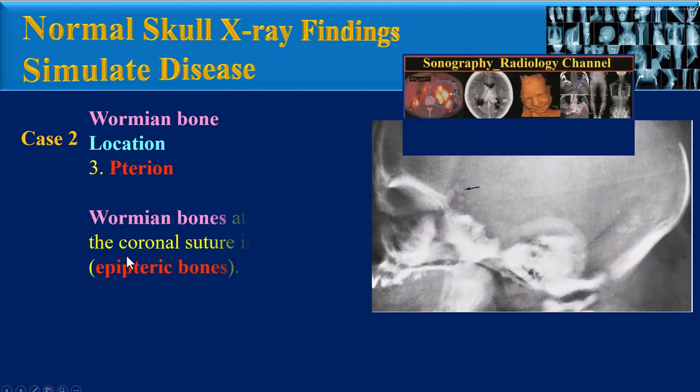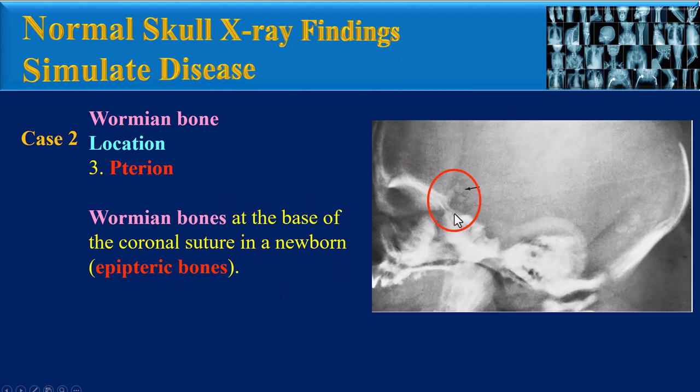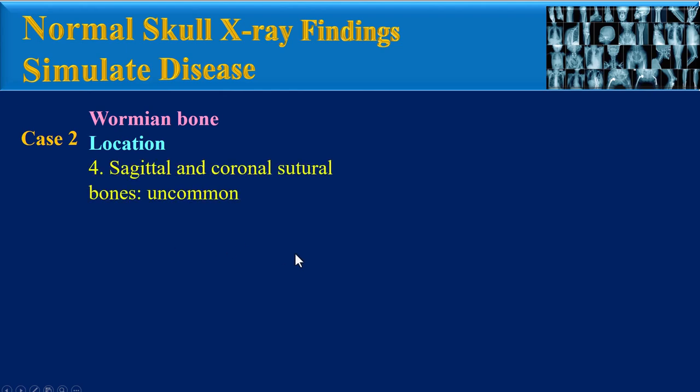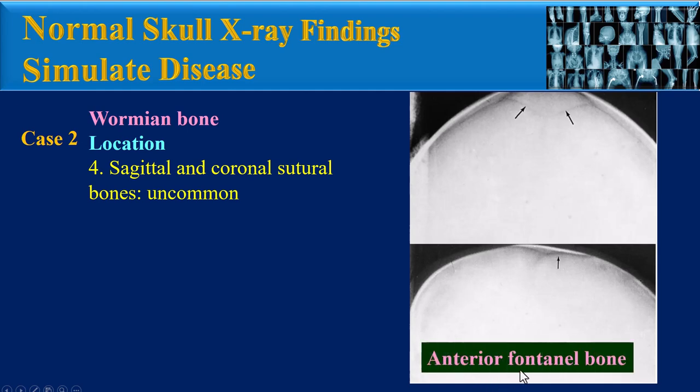This image shows Wormian bones at the base of the coronal suture in a newborn, known as epipteric bones, which are Wormian bones in the pterion. Another location is sagittal and coronal suture bones, which is uncommon. This image shows a Wormian bone in the sagittal suture, which is known as the anterior fontanelle bone.